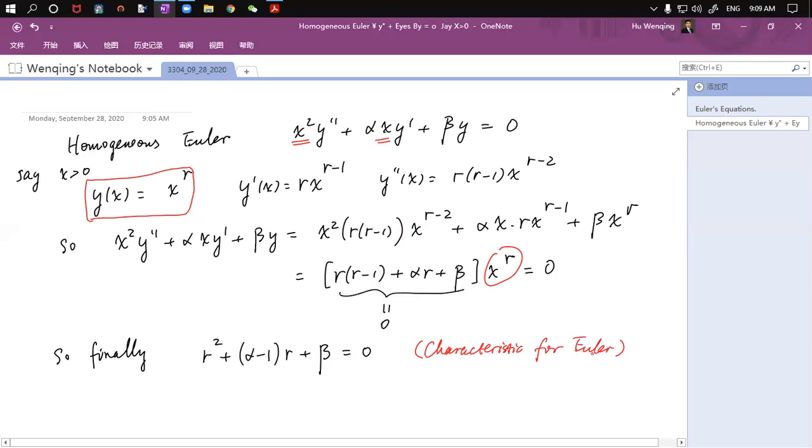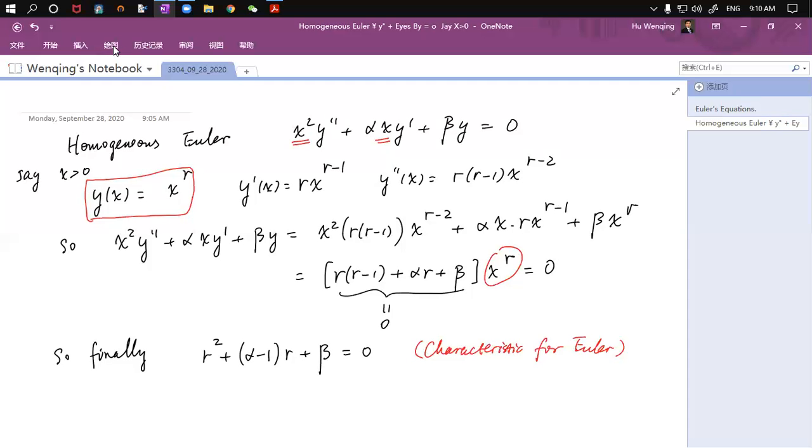If you look at the characteristic equation for Euler, first, in terms of Euler's equation, besides x squared, the coefficient here is 1, so you have just alpha and beta. However, if it was a classical constant coefficient equation, you would have r squared plus alpha r plus beta. But here you won't have that. You will have alpha minus 1 instead of alpha. So you have to subtract the 1 from this alpha. So that's finally what happens to the characteristic equation for Euler.